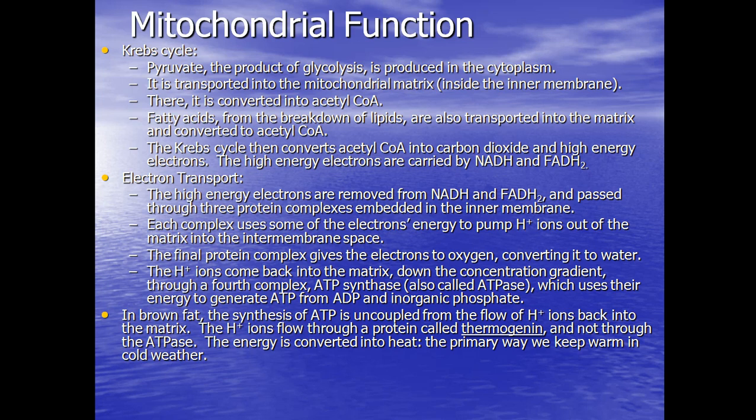So the final protein complex gives the electrons to oxygen, converting it into water. As a result, during this process, hydrogen ions come back into the matrix down the concentration gradient, and ATP synthetase, also known as ATPase, the enzyme, uses this to generate energy for the formation of ATP from ADP, adenosine diphosphate, and inorganic phosphate.